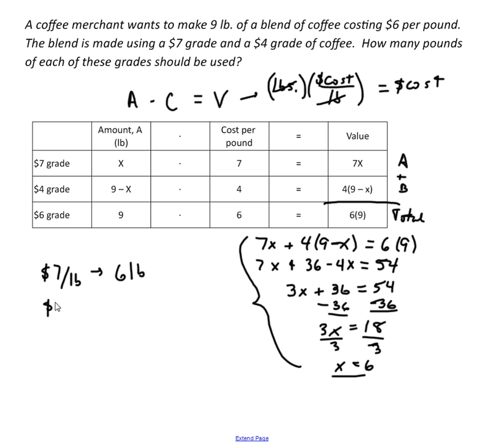At 9 minus x pounds, that's the $4 per pound grade. That means we're going to take 9 minus 6 to give us 3 pounds. So we're going to use 3 pounds of the $4 per pound coffee and 6 pounds of the $7 per pound coffee, and that's going to give us a total of 9 pounds. So this is how much we're going to use. Okay, so that's our answer. That's what we wanted. Make sure that you always use the correct units when you're answering a word problem like this, to make sure that you understand we're answering the actual question being asked.